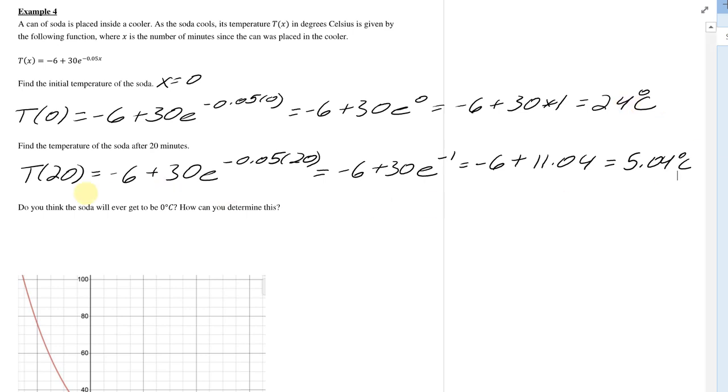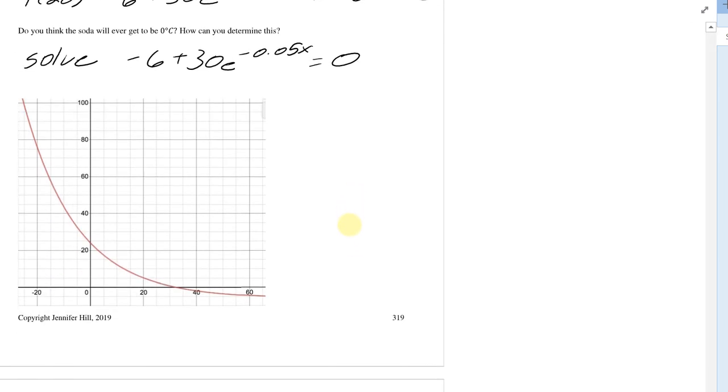And then we have the question, do you think the soda will ever get to be 0 degrees Celsius? How can you determine this? So now I want to know, will this ever be 0 degrees? I want to solve this equation, setting this equal to 0. Now, as I said, I'm not going to show you necessarily how to solve these types of equations. That would be for another class. But we can use a graph to figure this out.